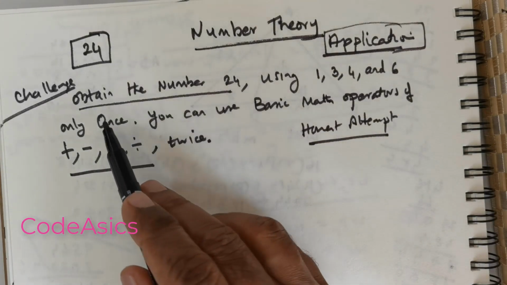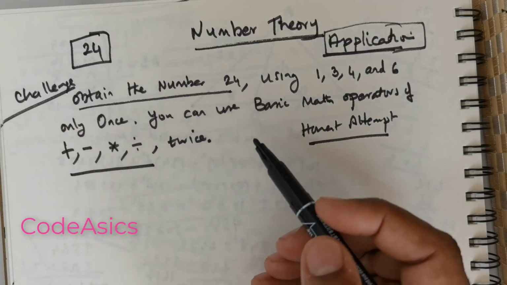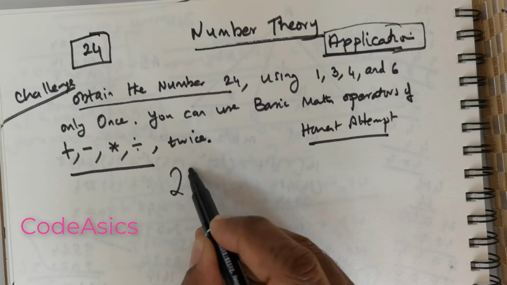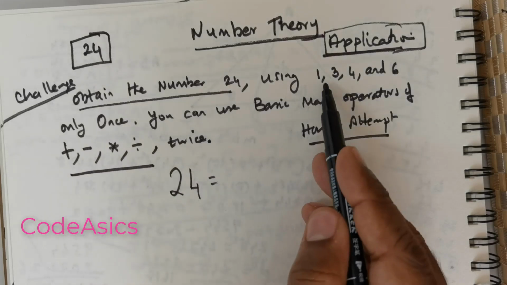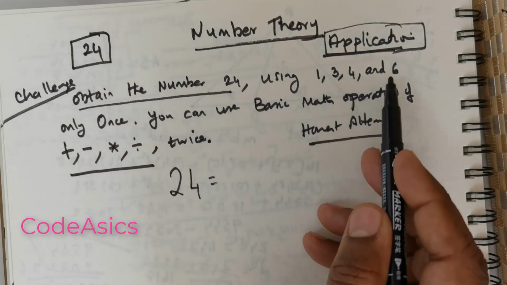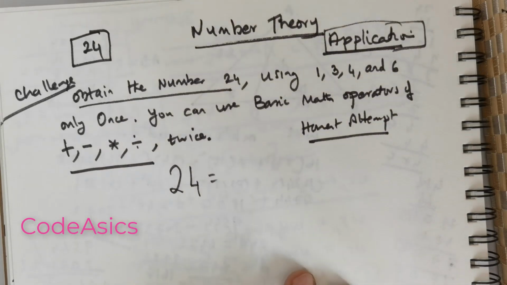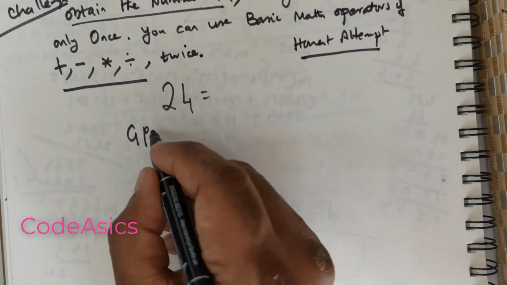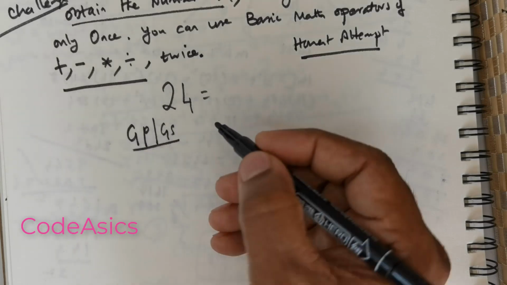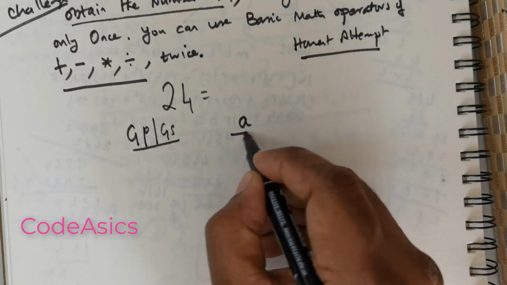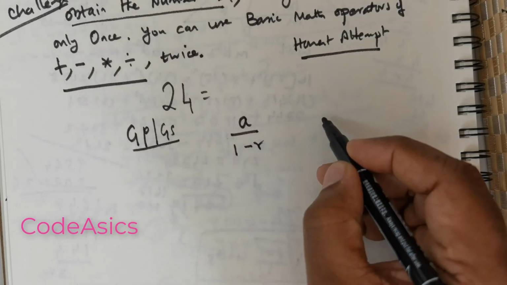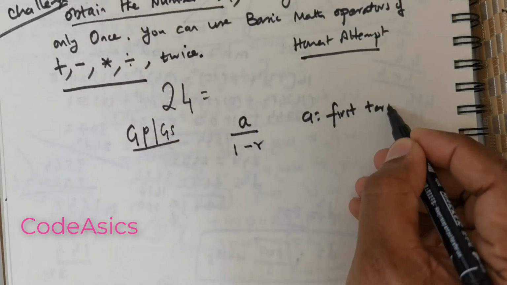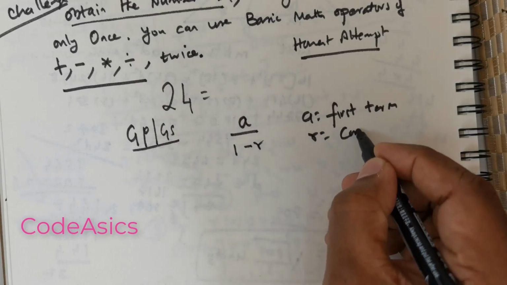Okay, so let me give you the solution for this question. Obtain the number 24. We are expected to get the number 24 using the numbers 1, 3, 4 and 6. Now you would have studied the famous geometric progression or geometric series. The geometric series sum is given by a over 1 minus r, where a is the first term and r is the common ratio.